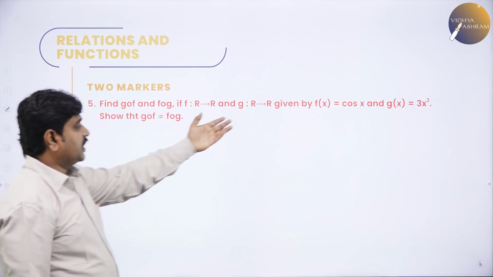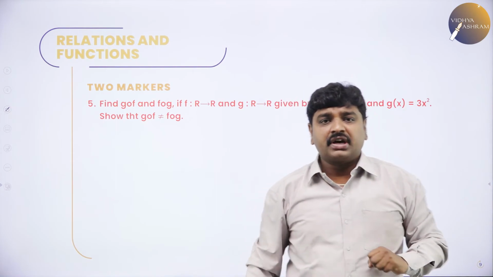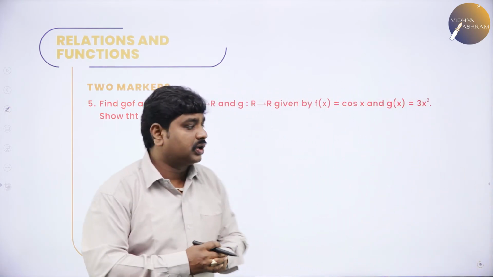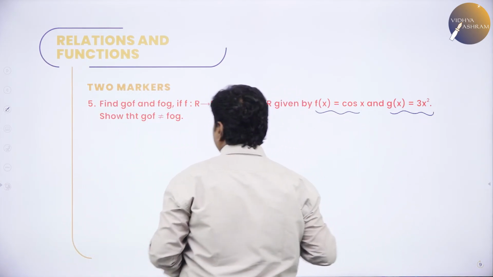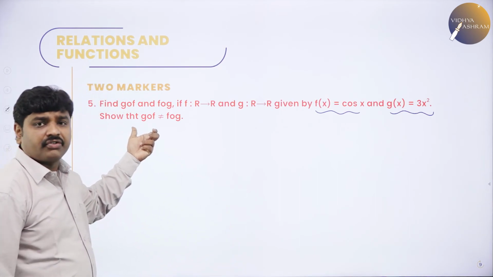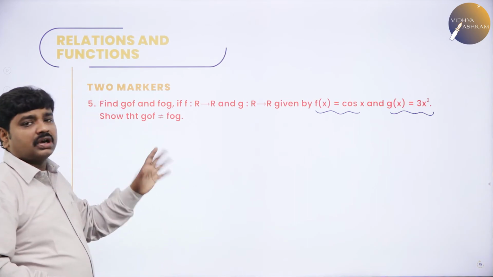Further, they gave f of x as cos x, they gave g of x as 3x square, and they want you to prove FOG not equal to GOF, or GOF not equal to FOG. So how to prove this? They have given f of x clearly, they have given g of x clearly. Find LHS. What is LHS? GOF, find that. What is RHS? FOG, find that. And we'll see both are different.